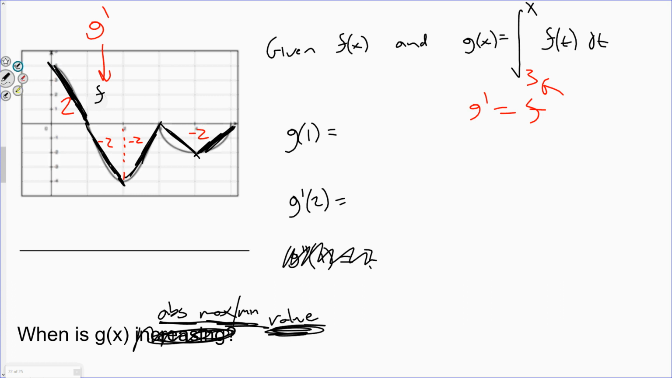Your value's wrong. Yeah. I didn't think you found the areas correctly. This is -2. And I'm starting at 3, not at 2. All right, then. Let me see.